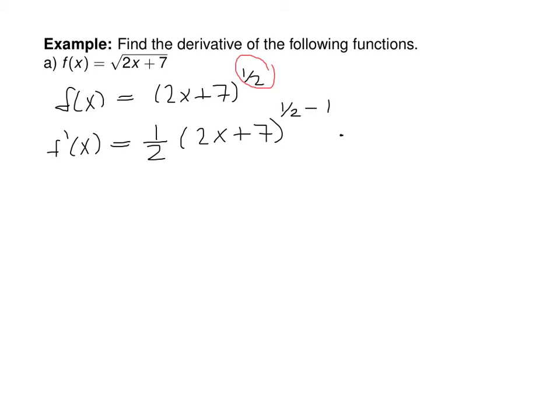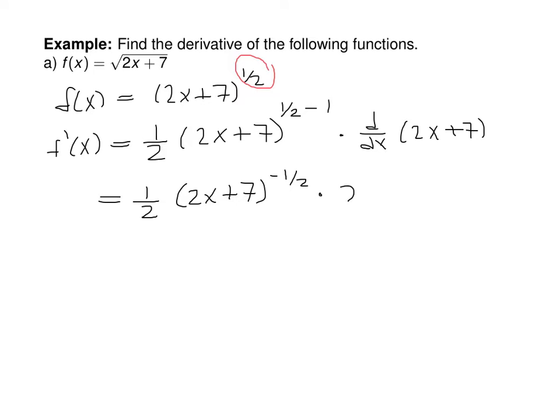Now the derivative of 2x plus 7, let's write that down. So f prime is 1/2 times 2x plus 7, the quantity to the negative 1/2, multiplied by 2. And simplifying further, we get 1 over the square root of 2x plus 7.